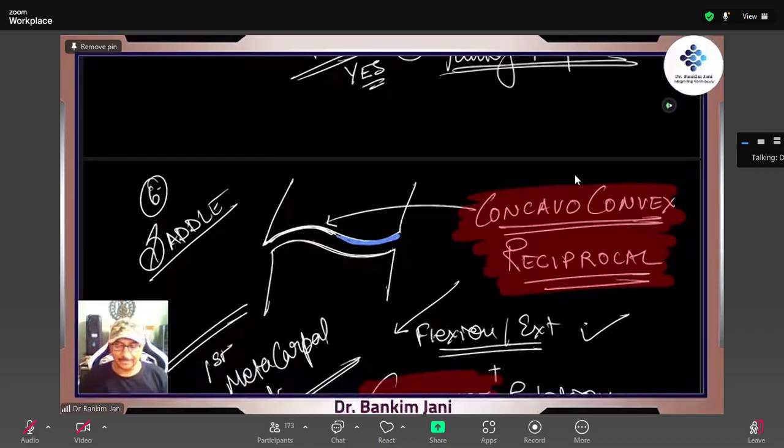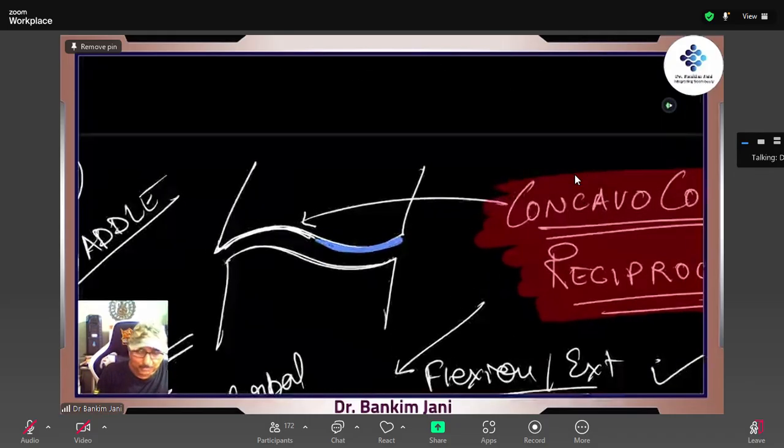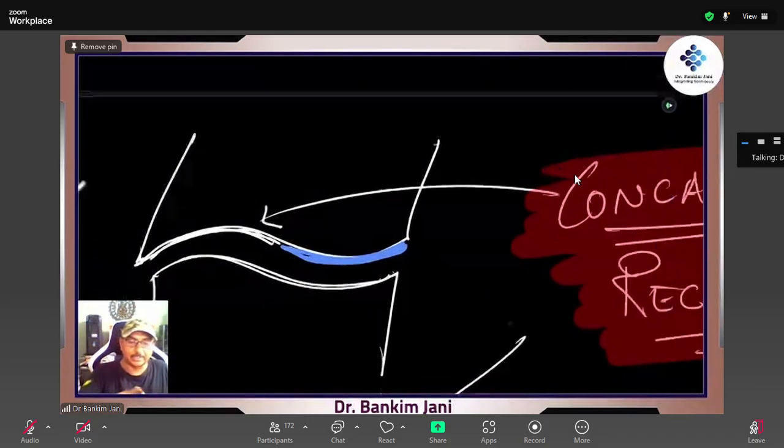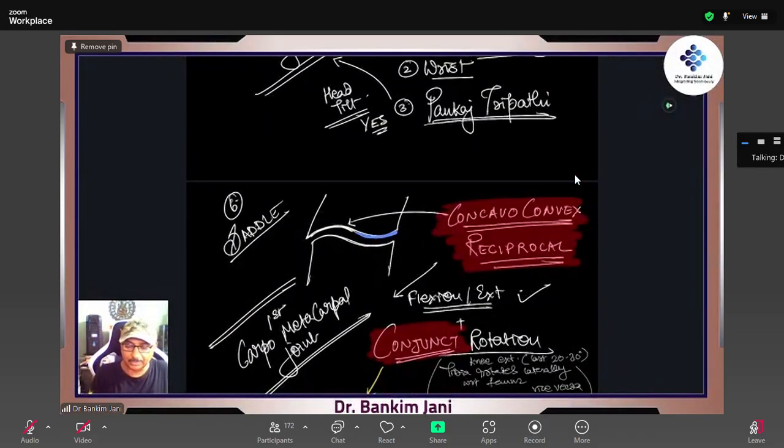Then comes the saddle joint. Saddle means on a horse, right? So this is the surface which is concavo-convex. It is a reciprocal surface. If one is concave, the second is convex. It is like this, then the second is like this. If this one is like this, then the second surface will be like this. So they both go reciprocal to each other.